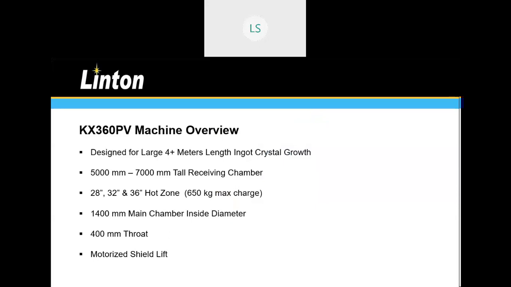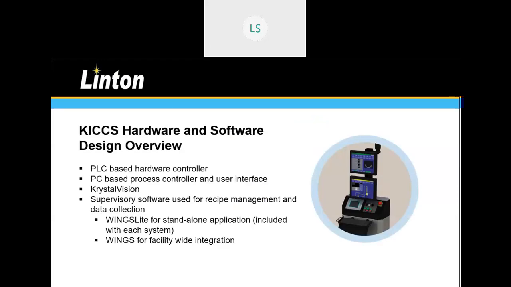Again, this machine is designed for 4-meter-plus crystals. So it has receiving chambers of 5,000 to 7,000 millimeters. It can handle a variety of hot zones. 28 inch is a current standard. People are moving to 32 and 36 for the future, again, for pulling those longer ingots. Next slide, please.